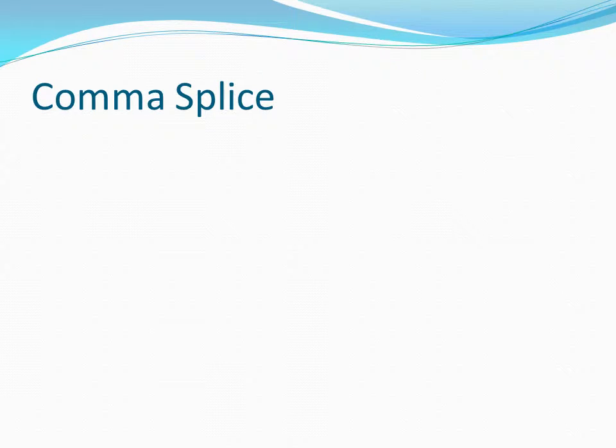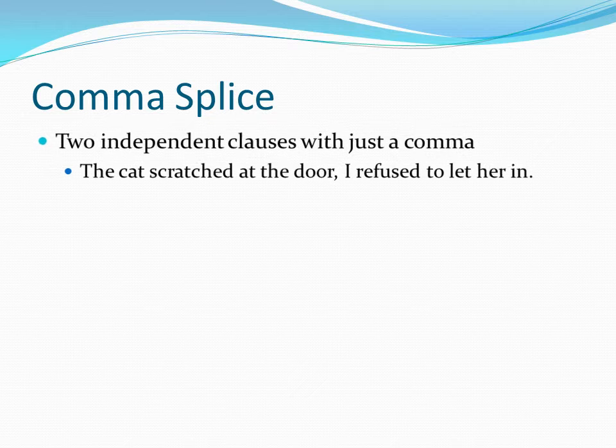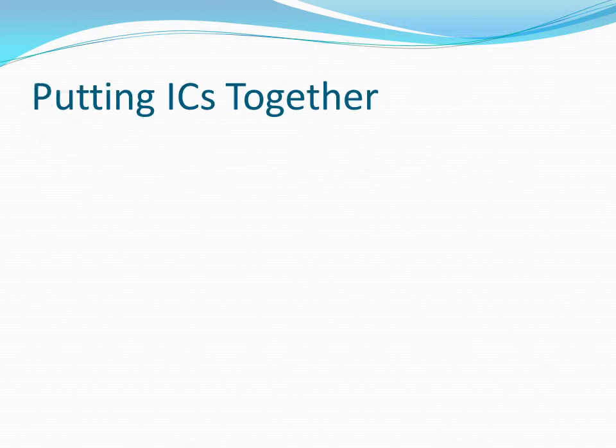A comma splice is similar. Comma splices tend to occur when we try to fix run-ons by putting a comma between them. But just a comma isn't enough. Two independent clauses or complete sentences with just a comma between them is a comma splice. So if I use the sentence that I gave before, the cat scratched at the door, I refused to let her in, and put a comma between them, all I've done is create a comma splice.